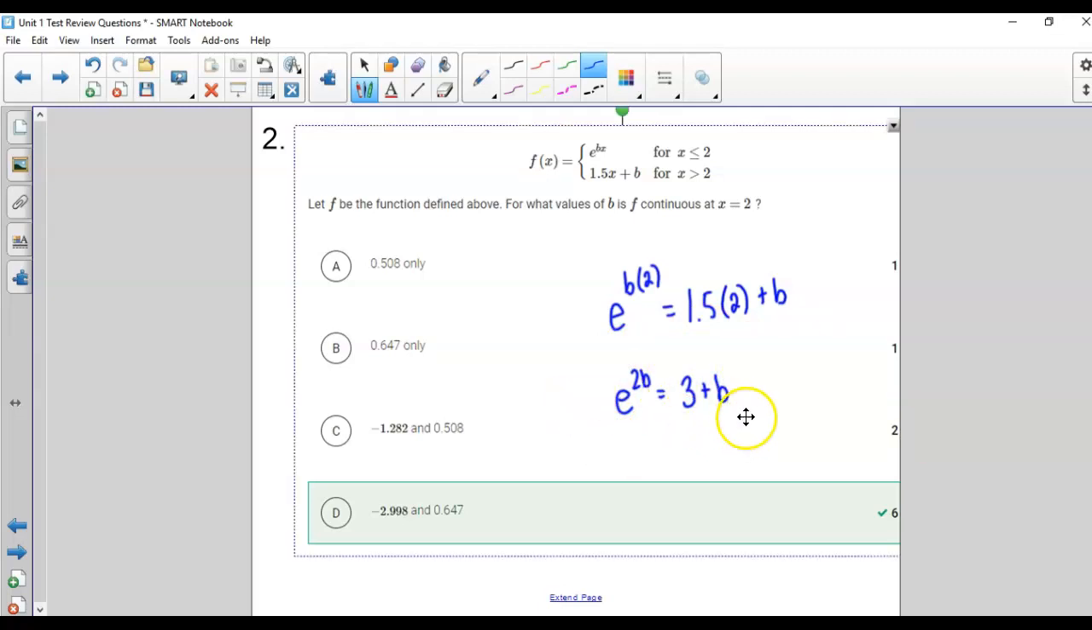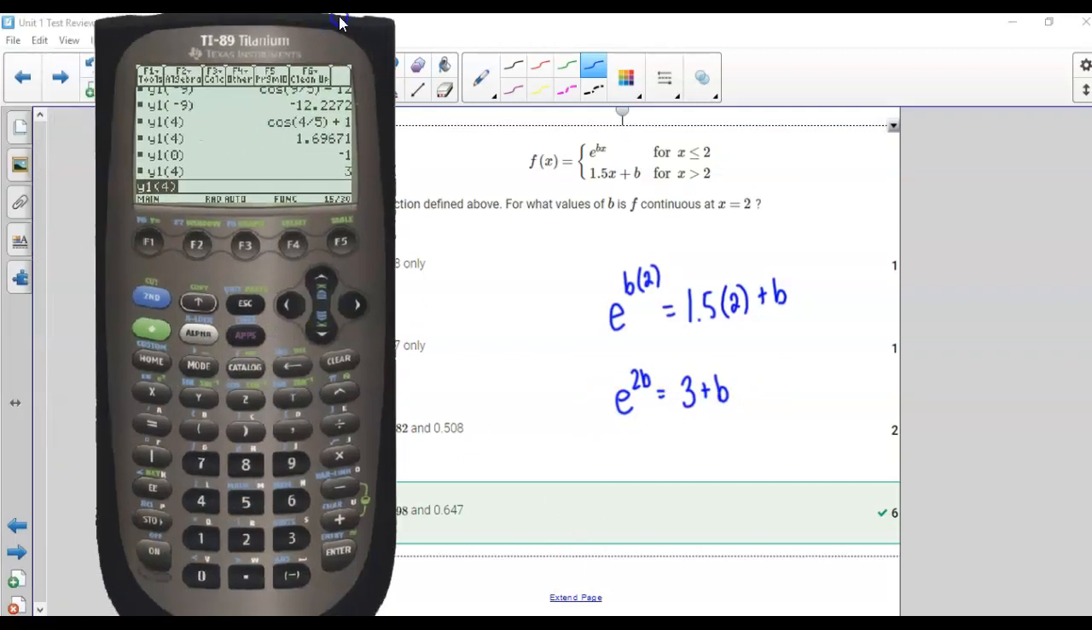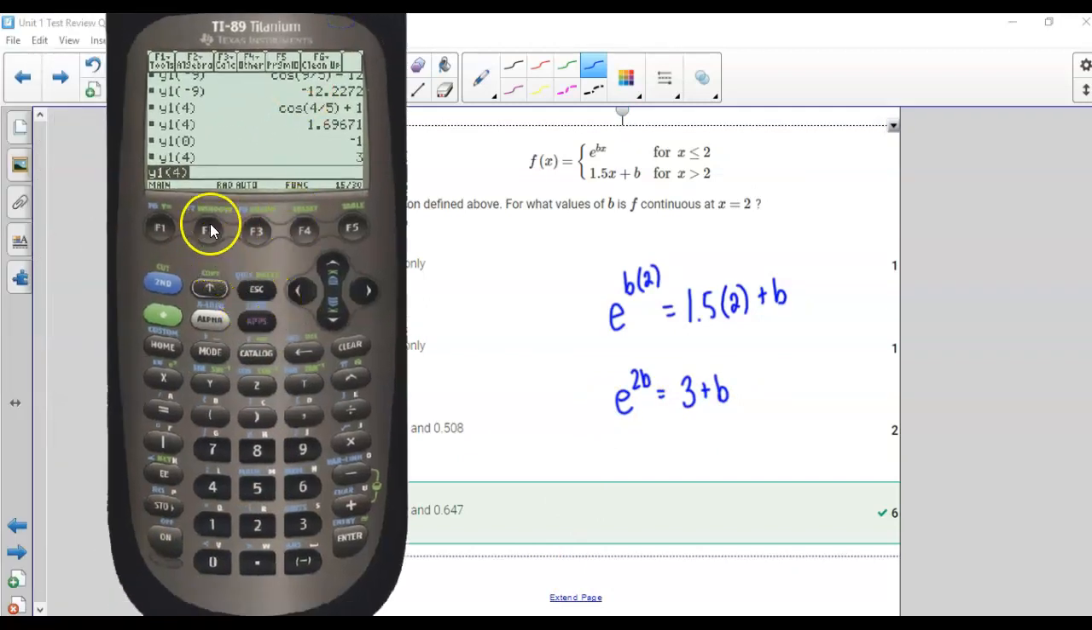That is not an equation that we can solve by hand, or at least I don't know how. So what we'll do here is we're going to use our calculator for that, and we're going to use the solve feature. So if you go to F2, you're going to pick number 1, which says solve. You're going to type in the equation. So you've got e to the, I'm going to use the x instead because it's easier to type, to the 2x equals 3 plus x.